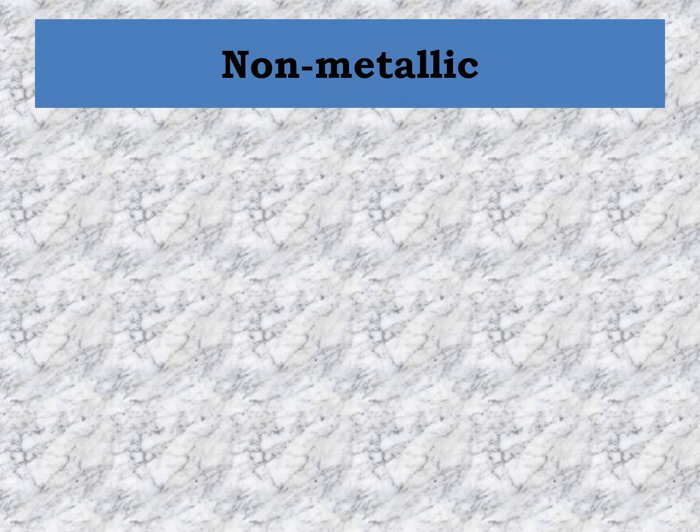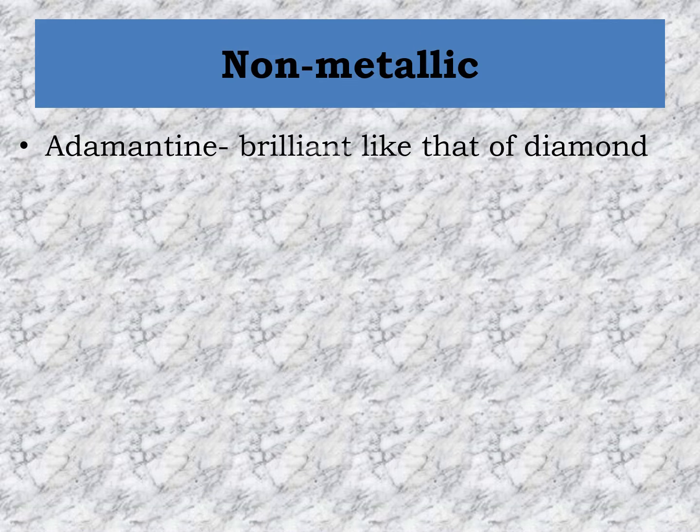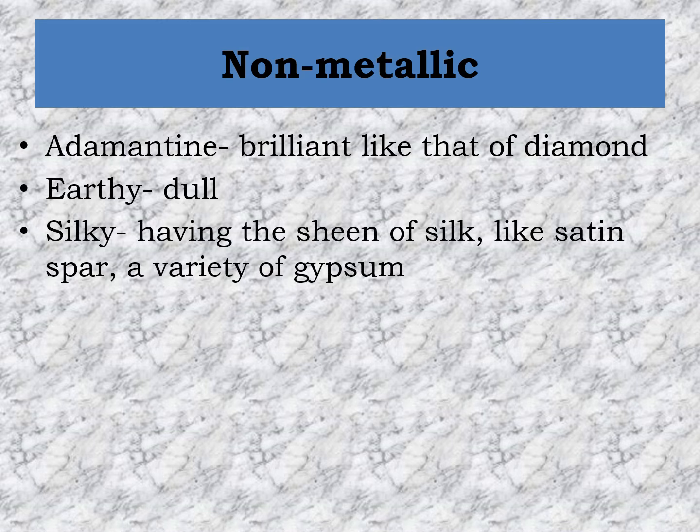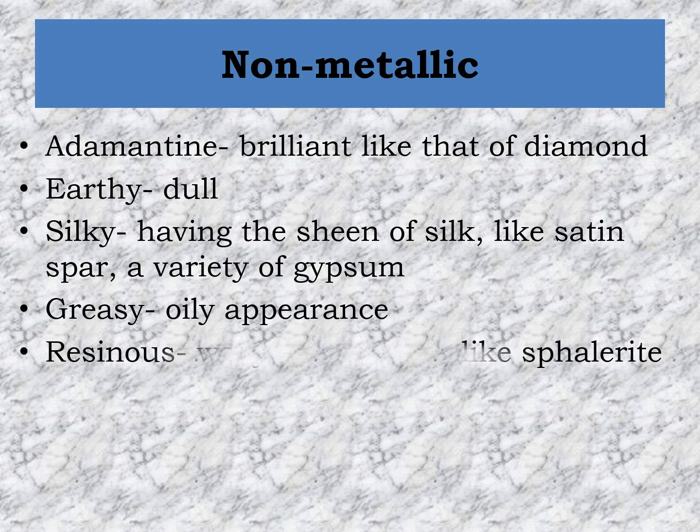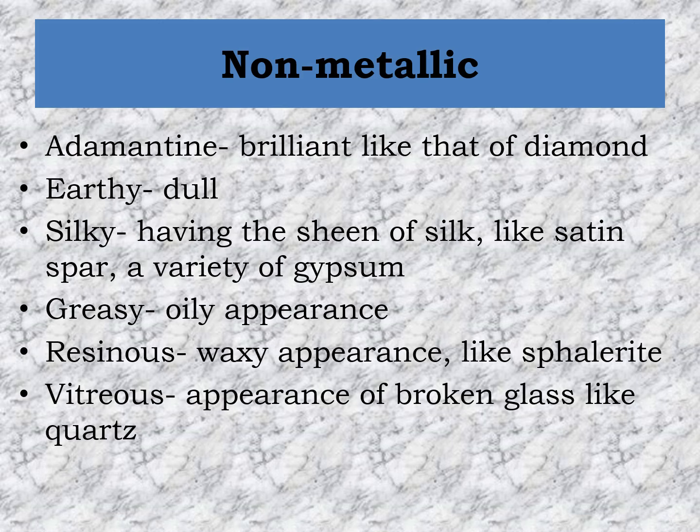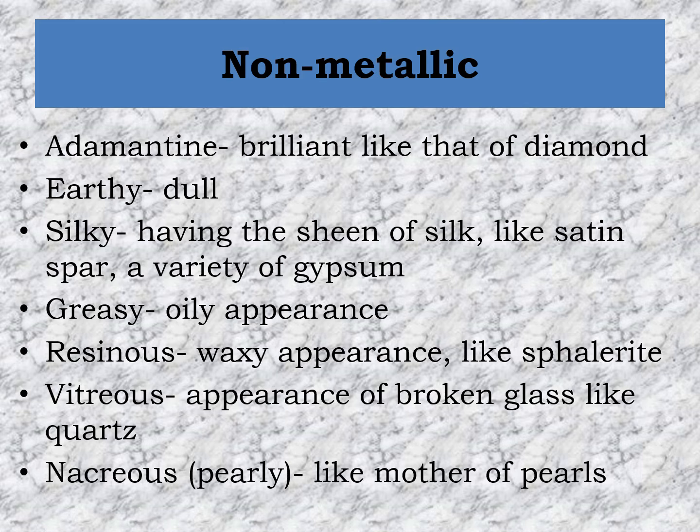So we have here the non-metallic minerals. First we have the adamantine. Adamantine has a brilliant light structure or appearance like diamond. Next we have earthy, that is dull. Next we have silky, or having the sheen of silk. Greasy, having an oily appearance. We also have the resinous, a waxy appearance. Vitreous, appearance of broken glass, and nacreous, appearance of pearl.